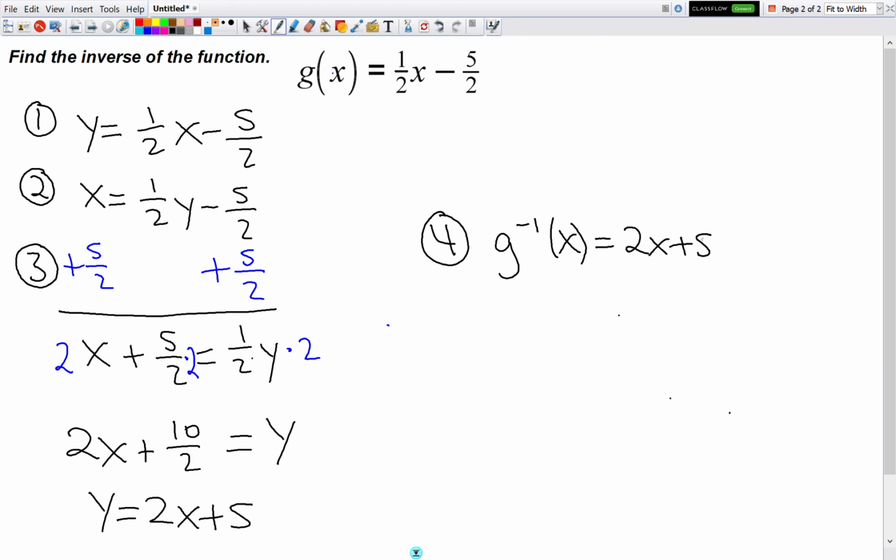So steps 3 and 4 are very similar as far as where you end up. The ending result of when you solve for y in step 3 ends up being what you do in step 4 as well. You just change out the y for inverse function notation. And that's it. You're done. The answer that you submit will be pretty much what you see in step 4.